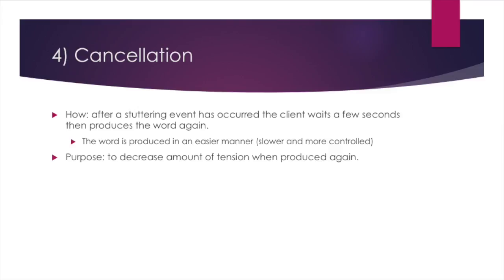The purpose of this is to decrease the amount of tension when producing the stuttered word. The client repeats the word after a stuttering event has occurred. The client waits a few seconds, then repeats the word with less tension, which can use the techniques of easy onset and light contacts.